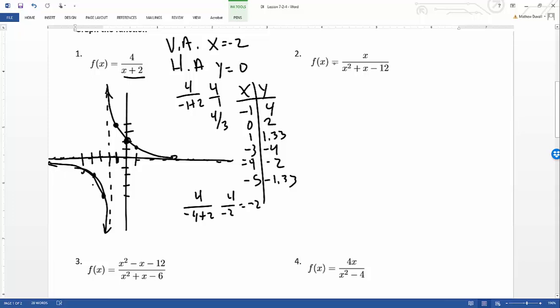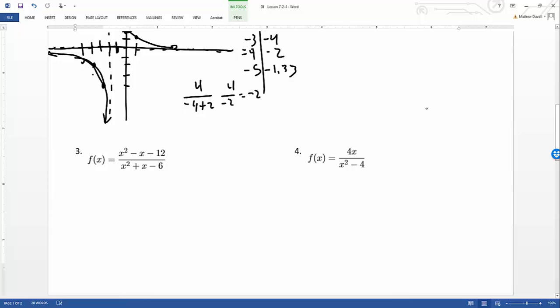For these, I'm just going to kind of go around, because the plugging in points part is fairly easy. For this one, if we factor it, you should have vertical asymptotes at -4 and at 3. You should have a horizontal asymptote at 0.